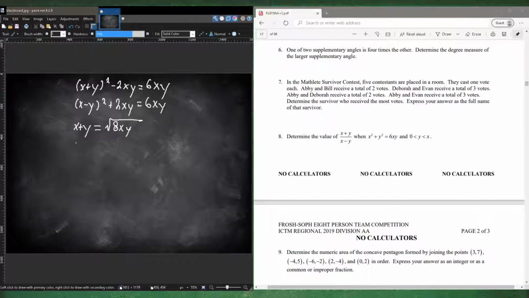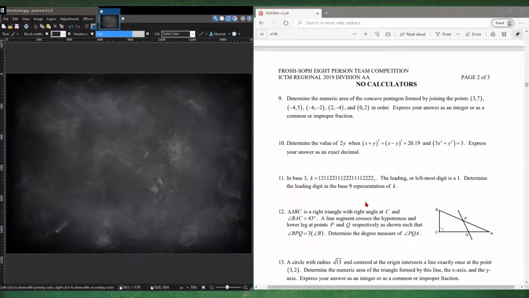We do the same thing for the minus. So 6 minus 2 is 4, and then take the square root, so square root of 4xy. Now we can divide those two numbers: square root of 8 divided by square root of 4 is square root of 2. And that's your answer for number 8. You don't even have to look for your x and y. All you have to do is rewrite it in the form that you want.